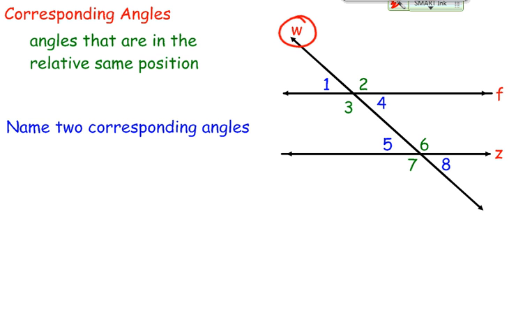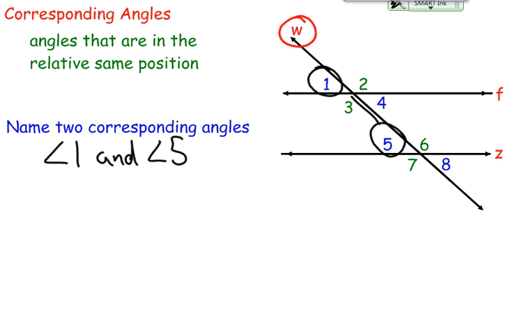So if I look at angle 1 here, as I look at angle 1, I see that it's in the top left corner, and as it intersects, it's going to have this acute angle. Now as I continue my way down the line, you can see that angle 5 also has that exact same angle, that exact same shape, and is in the relatively same position. And so I could say that angle 1 and angle 5 are corresponding angles. And so we have that idea, that they are corresponding angles.